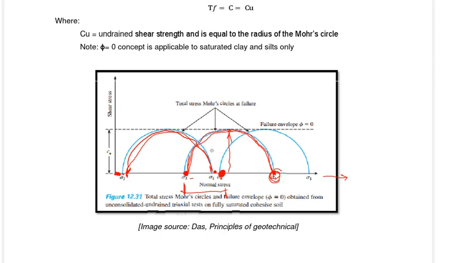test natin if we plot yung total stress failure envelope natin. So, for this test, we will be having a slope of 0 kasi pare-parehas sila, wala tayong nag-gain na strength. So, pare-parehas magiging horizontal yung ating slope failure, yung failure envelope natin.